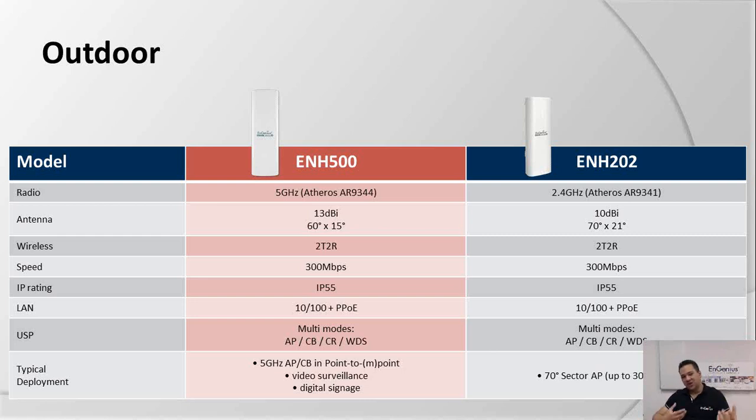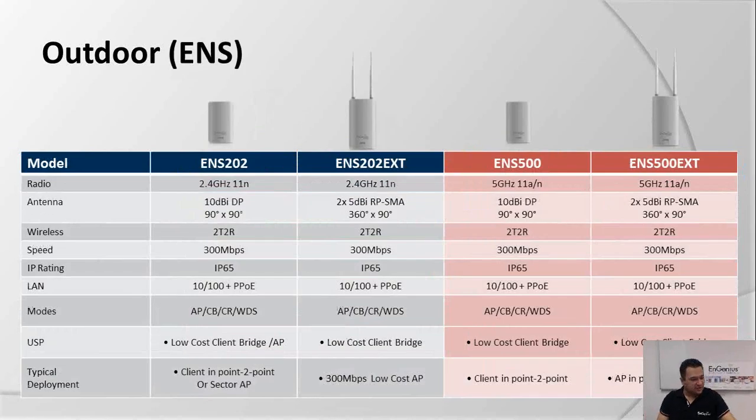So you have to see, depending on your deployment and your environment, which frequency band is best to use. But anyways, we have two models available, ENH500, and you can also see that the power settings and the antennas are stronger because we can use higher power in Europe for 5 gigahertz. So the ENS series, I already showed one here, and the other ones have the antennas on top. Also here we have 2.4 gigahertz and 5 gigahertz access point variations, one variation with an indoor antenna and one with an external outdoor antenna.